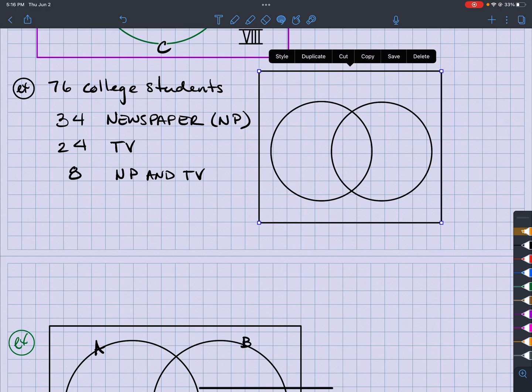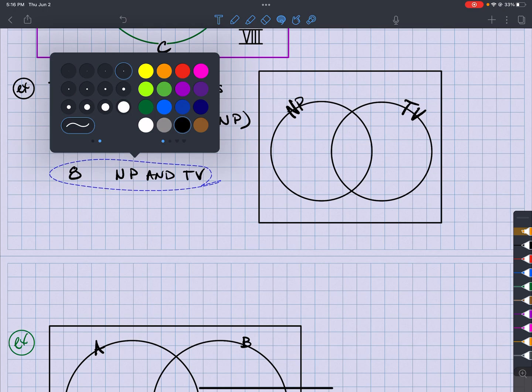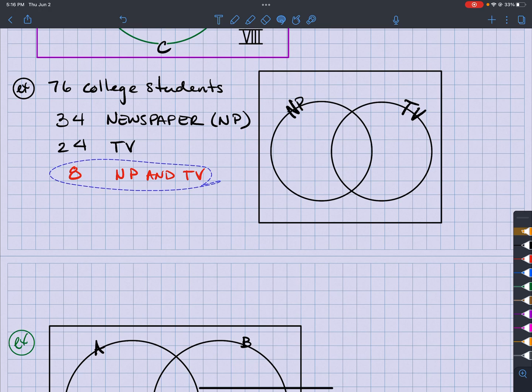All right, so it says 76 students. So we need to call one of these circles newspaper and one of these TV. All right. So again, when we label these, always inside out. So what I see here is that this is telling me that 8 of them read the newspaper and watch the TV. So the 8 will go right in here. All right. So if 34 read the newspaper, how many people read the newspaper only?